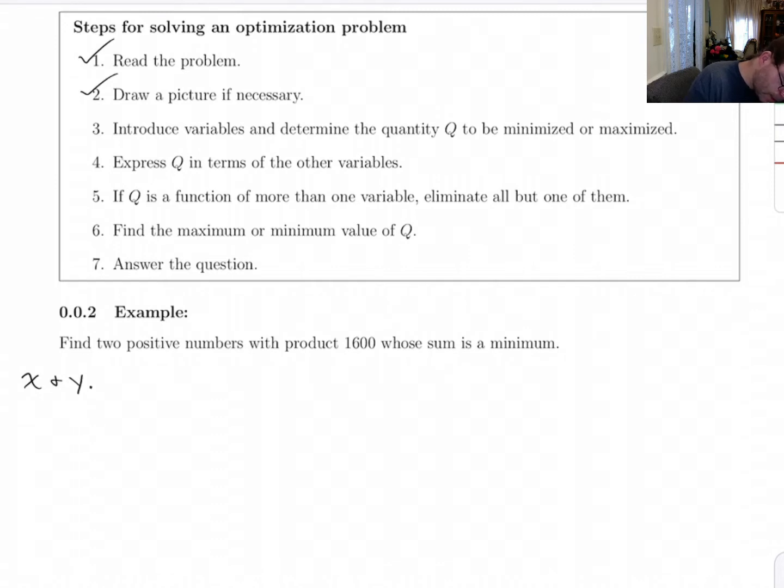And so that's our variables. The quantity to be minimized or maximized is q. I'm going to call it q this time, and it's the sum. We want x plus y, and we want that to be a minimum.